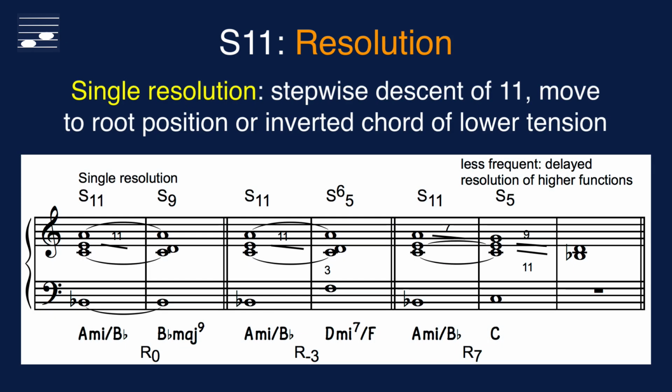Next, we look at the single resolution technique. Only the 11th resolves. The other dissonants are suspended and resolved later. This score shows the options, moving into either a lower tension 9th chord or a first inversion 7th chord. The latter yields a negative root cycle, the chord on the diatonic degree a third higher.